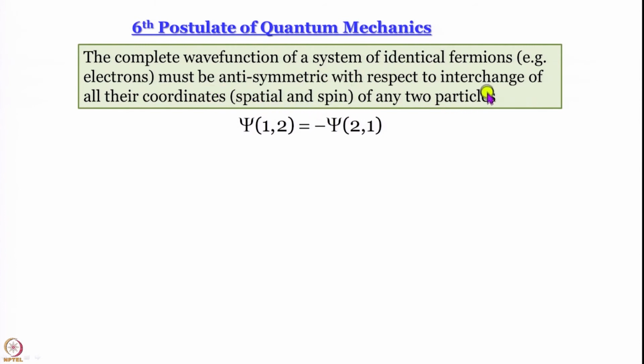For identical fermions, the complete wave function must be antisymmetric with respect to interchange of all their coordinates of any two particles, which means that if I just interchange 1 and 2, then psi should become minus psi. That is all it means, right. That is, this is true for fermions. For bosons it is not the case. For bosons the wave functions are actually symmetric with respect to interchange.